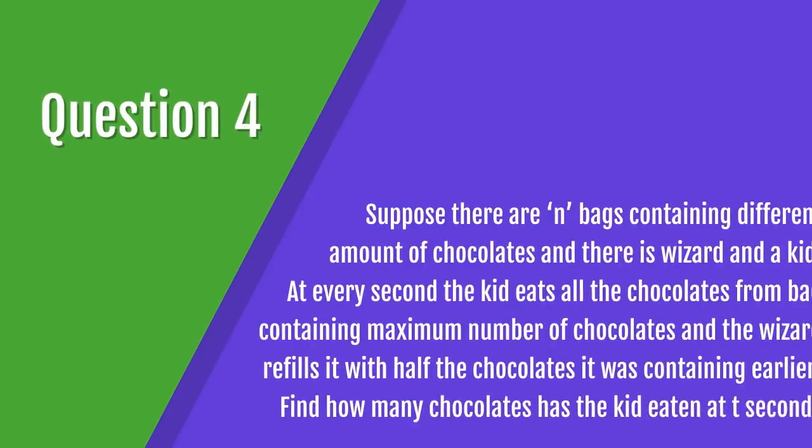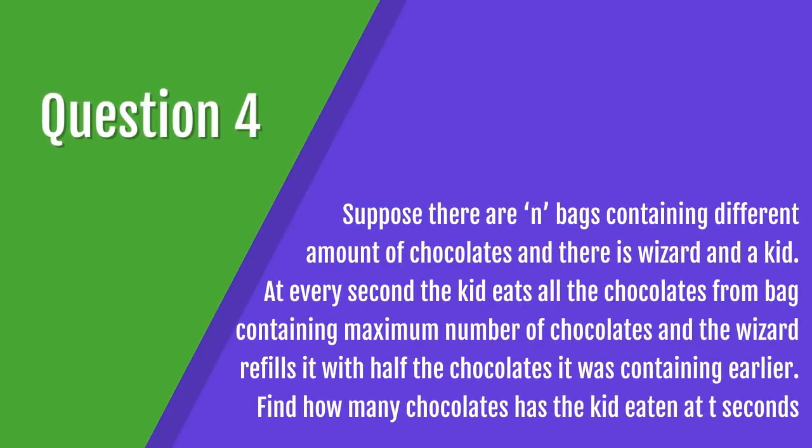Question 4. Suppose there are n bags containing different amount of chocolates, and there is a wizard and a kid. At every second the kid eats all the chocolates from the bag containing maximum number of chocolates, and the wizard refills that bag with half of the chocolates it was containing earlier. Find how many chocolates has the kid eaten at t seconds.